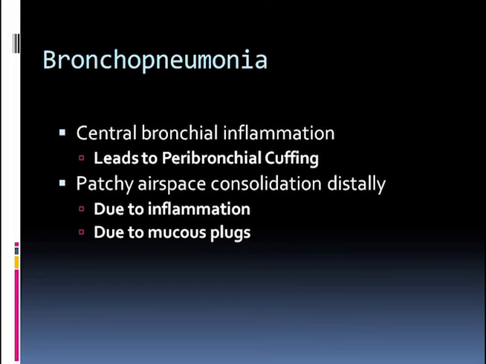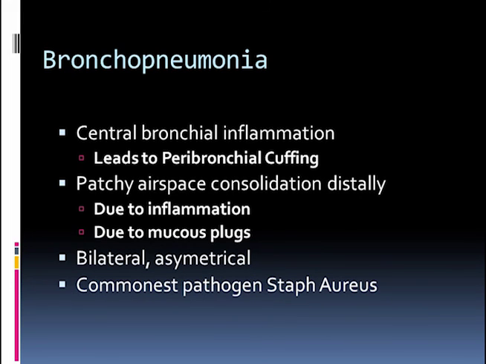And when that happens, you're going to get small areas of consolidation in both lungs. So you get patchy bilateral airspace consolidation, which is due to inflammation, and which, if the inflammation is great enough, a mucus plug will form and will block off that bronchus distally. Okay, so it's bilateral because it's inhaled, it's asymmetrical, and the commonest pathogen is Staph aureus.